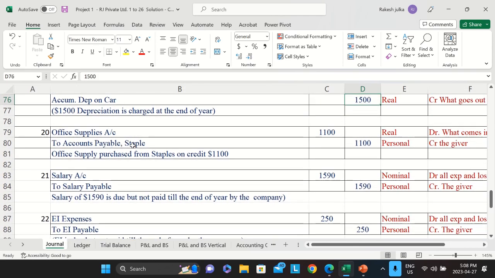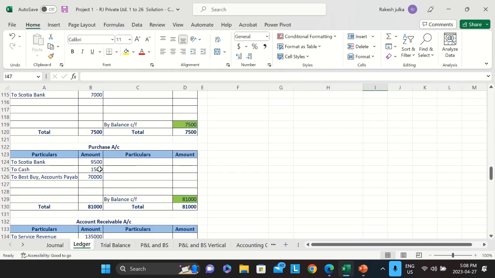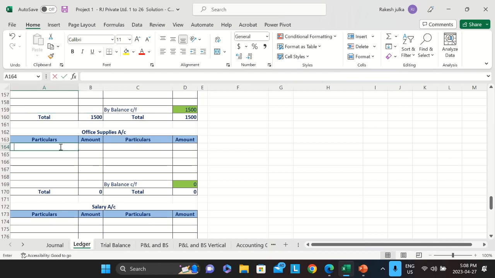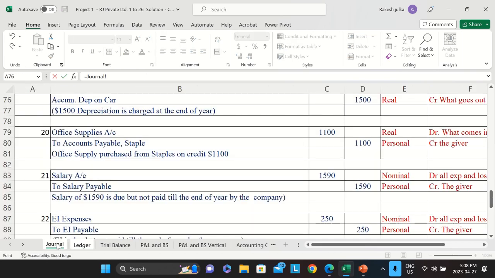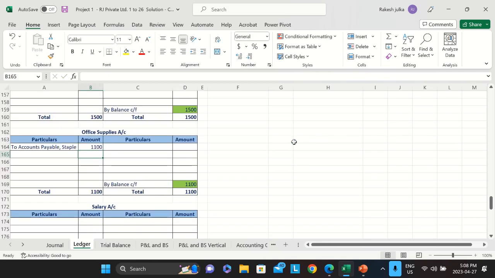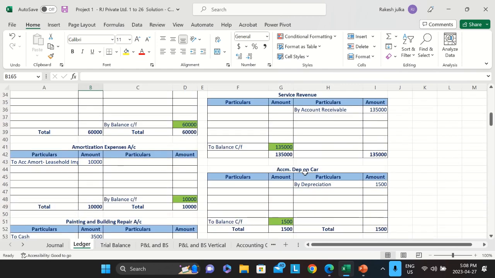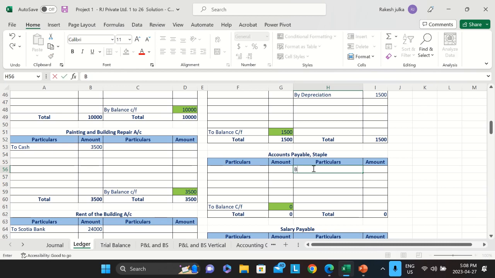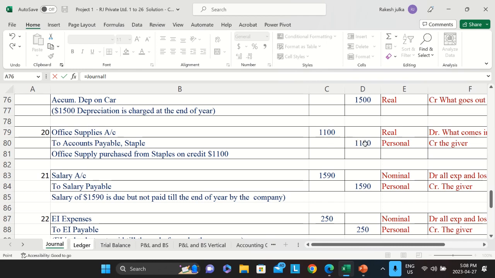Now office supplies to accounts payable, staple, 1100. Where are office supplies? Accounts payable, staple. Office supplies are also our current assets, so the $1100 we put here. Accounts payable, staple is the liability, right? So I am writing here accounts payable "by office supplies". So what is the amount under accounts payable, staple? It is here, and I'm just clicking this one.